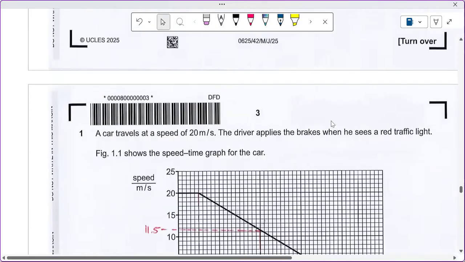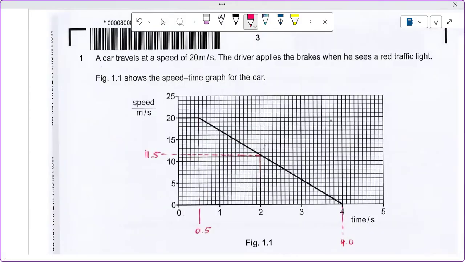All right. Another speed time graph here. So we are told a car travels at a speed of 20 meters per second. The driver applies the brakes. When somebody applies the brakes, you expect them to come to what? Rest. So you expect their final velocity to become 0.